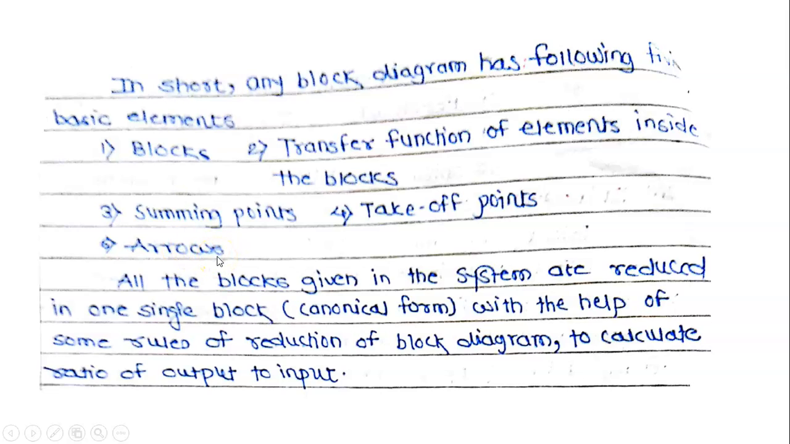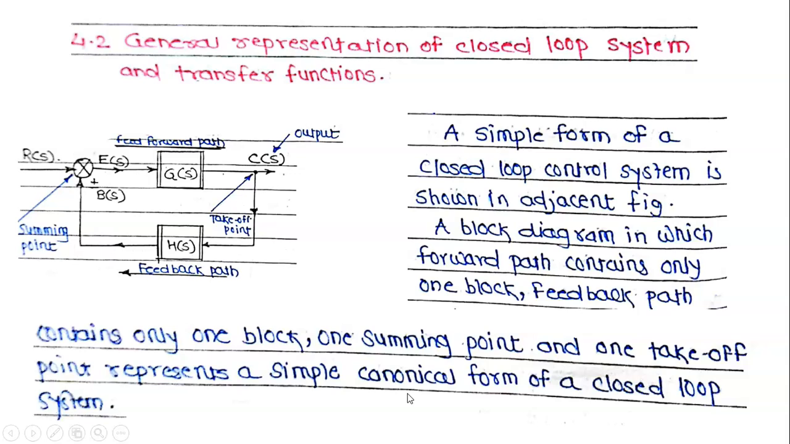All the blocks given in the system are reduced to one single block, known as canonical form, with the help of some rules of reduction of block diagram, to calculate the ratio of output to input. Now next point, general representation of closed loop transfer functions.